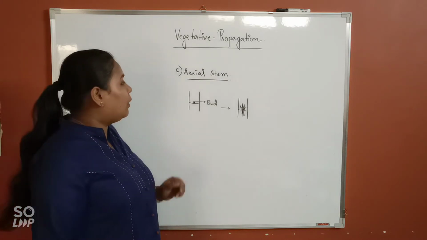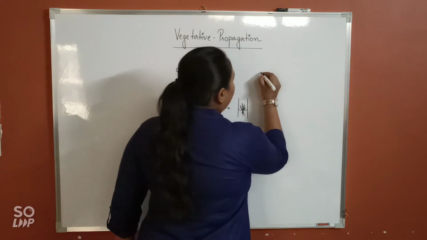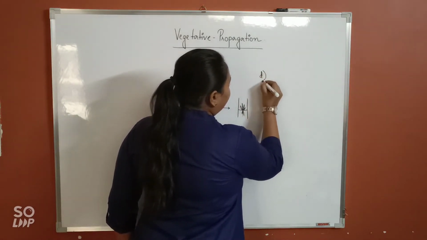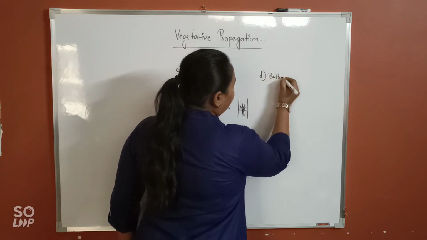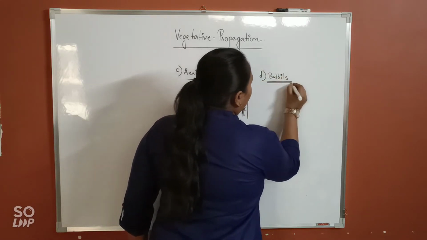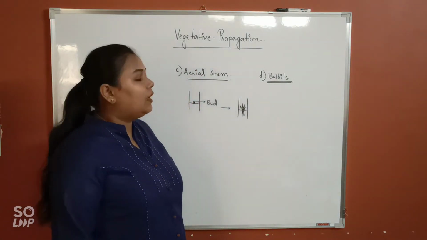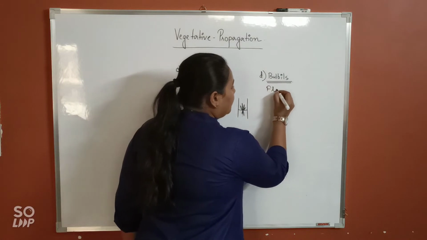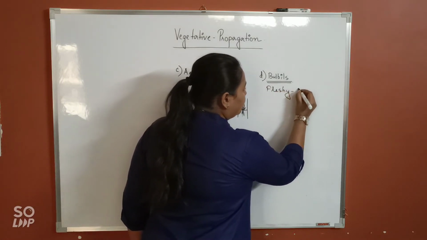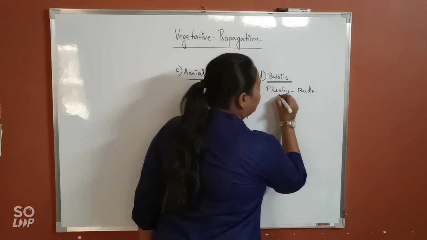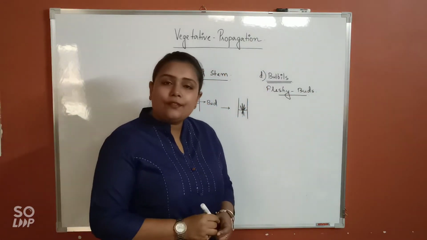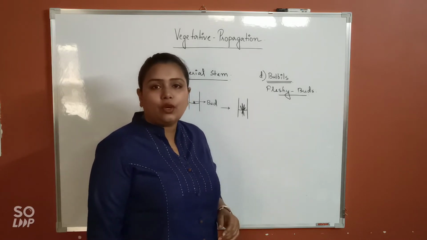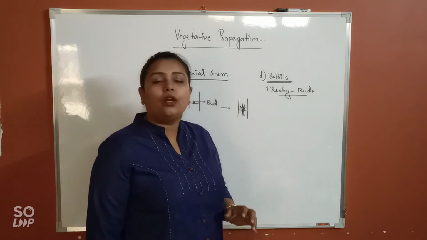Now, next is an important one, that's called bulbils. Bulbils are fleshy buds. Now these fleshy buds are quite large, and only when they come in contact with the soil can they give rise to new plants.